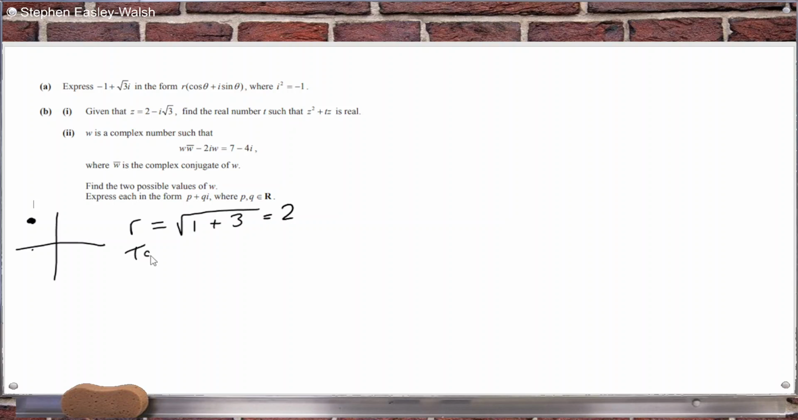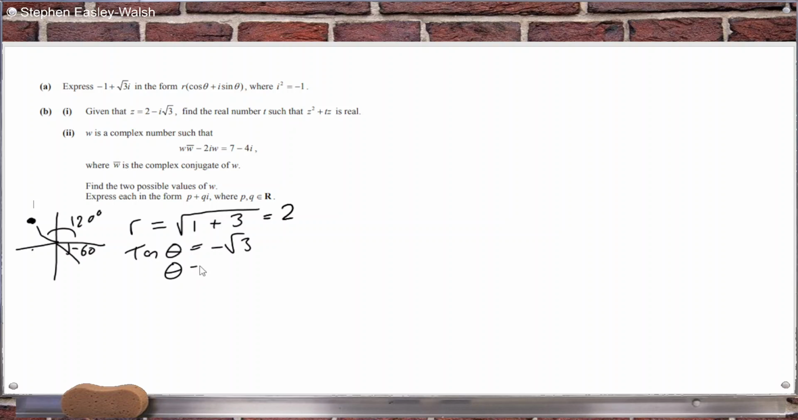And then we have tan theta equals minus root 3 over minus 1, the root 3 over minus 1. Okay, so let's see what we get here. Minus 60, but that's not quite the answer we need, because that would be in the fourth quadrant. So if this is minus 60, the answer is here on the other side, so that's 120.